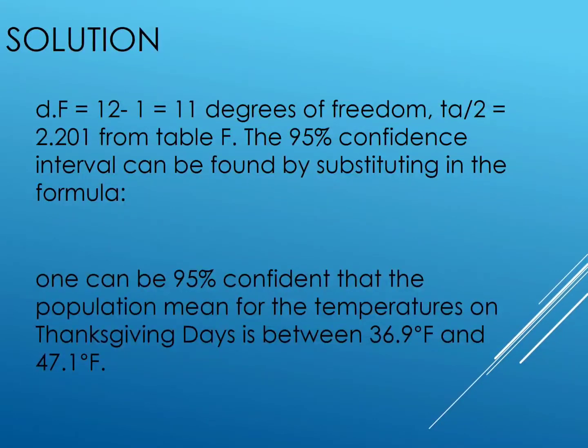One can be 95% confident that the population mean for the temperatures on Thanksgiving days is between 36.9 and 47.1 Fahrenheit. That is pretty much the confidence interval that I'm creating here, right? Because I am asking how can I be 95% confident that the population mean for the temperature on Thanksgiving days is between these two. So I am that confident that my average will be within 36.9 and 47.1.